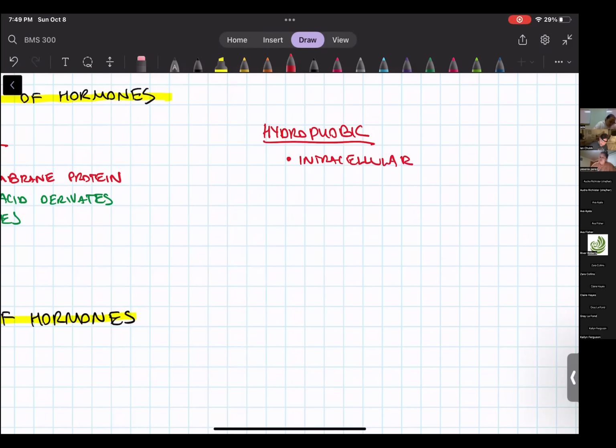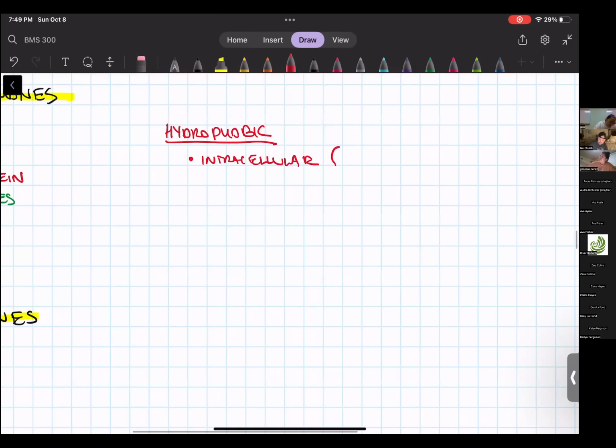And they usually act, I'm just going to put it in parentheses, with somewhat of an effect on gene expression. So instead of utilizing some sort of secondary messenger where we can increase channel activity or something like that, this one will actually cause genes to be expressed, either making a protein that we're looking for or something like that.